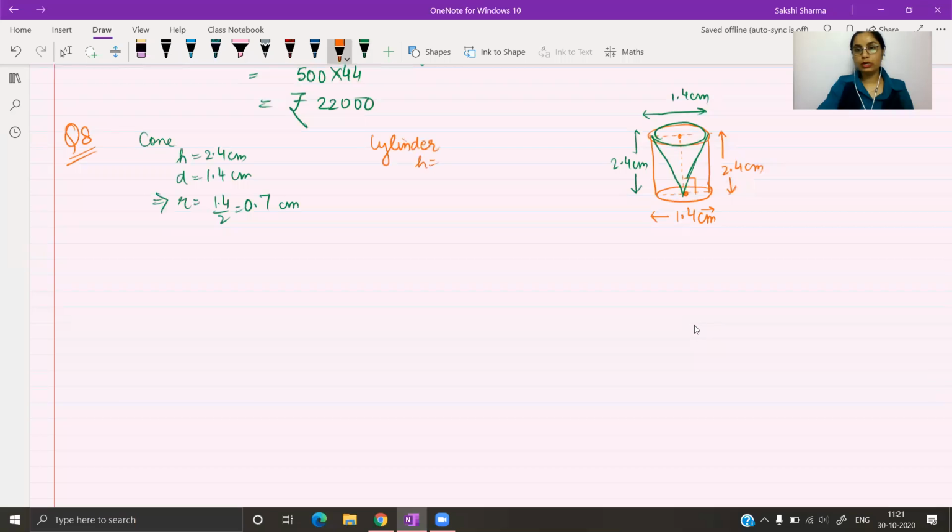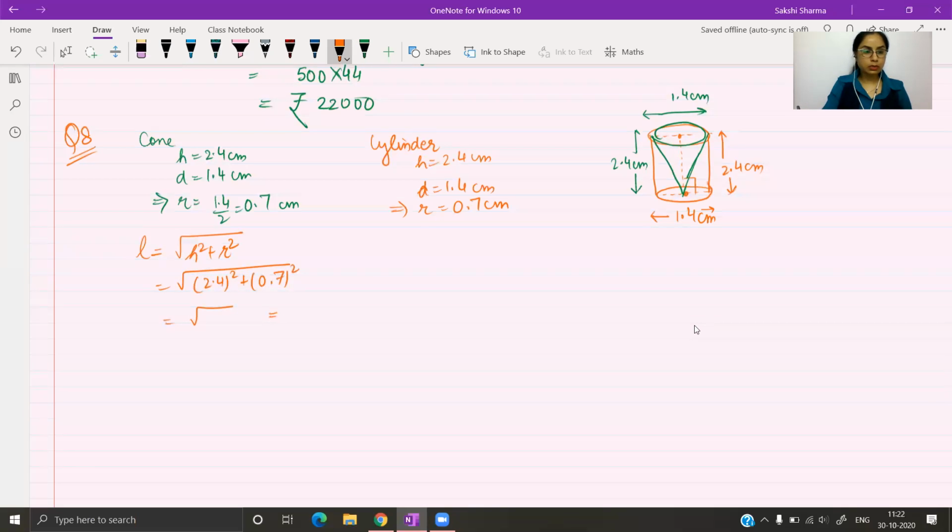Is there anything else you would like to calculate first before we calculate the areas? We are going to calculate the curved surface area of the cone. For that, we require the slant height, so do calculate that first. So this approximately, I think, will come out to be 2.5. 24 square and 7 square, 2.5 centimeters.